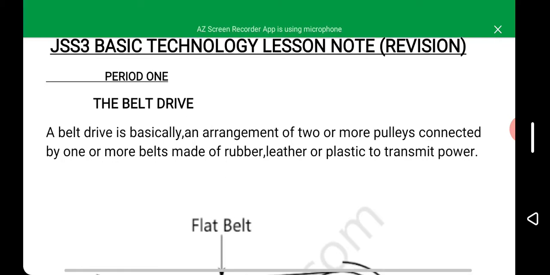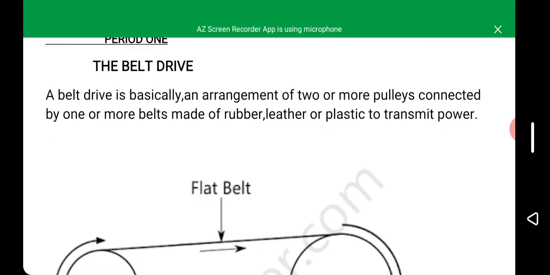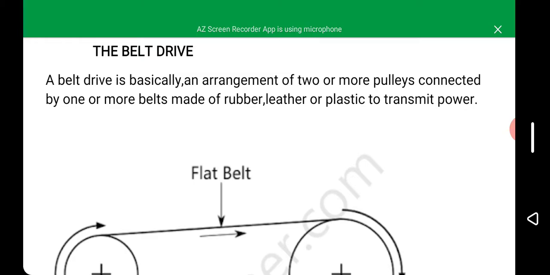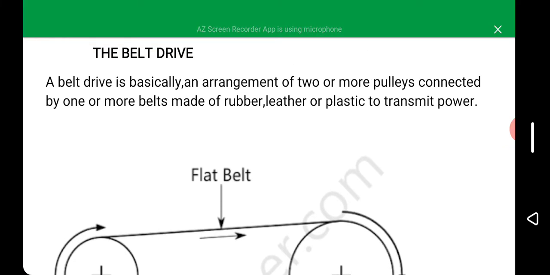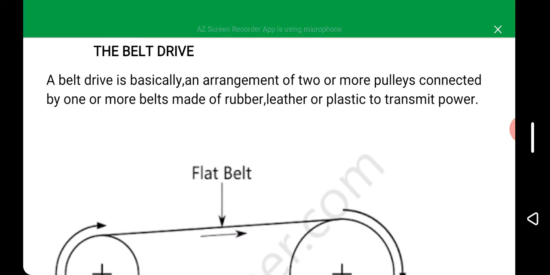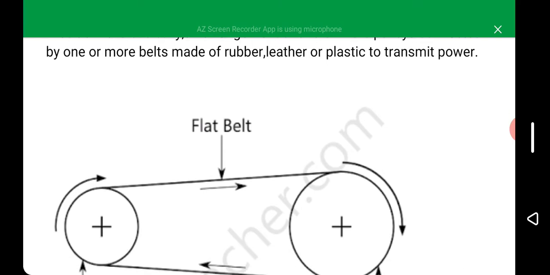So today we are going to look at belt drive. Belt drive is basically an arrangement of two or more pulleys connected by one or more belts made of rubber, leather, or plastic to transmit power. So when we say belt drive, this is an arrangement of two or more pulleys, and it can be connected by any of these materials, either rubber, leather, or plastic, to transmit power.